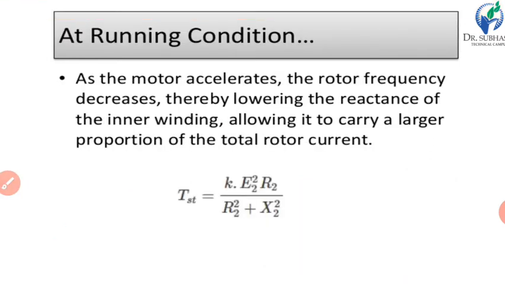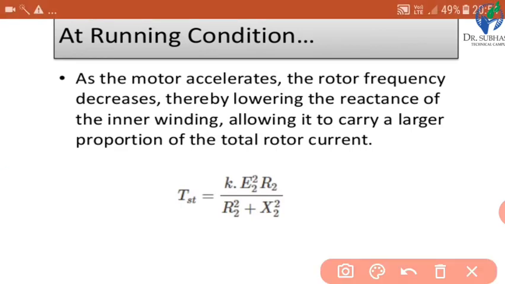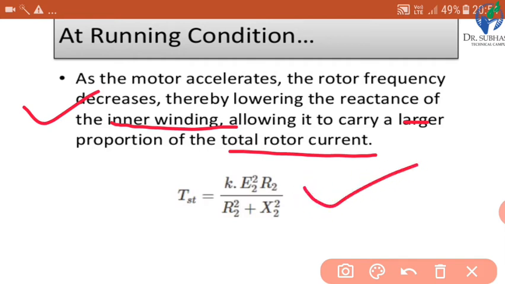Now at running condition, what will happen? As the motor accelerates, the rotor frequency decreases, thereby lowering the reactance of the inner winding, allowing it to carry a larger proportion of the total rotor current. So this is the case in a running condition, and starting torque, we have already seen, is equal to K into E2 square R2 upon R2 square plus X2 square.